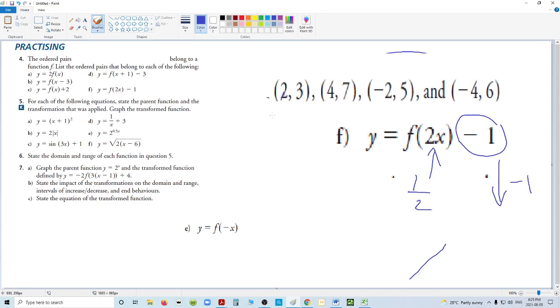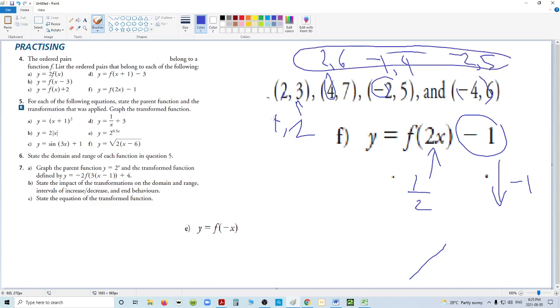So multiplying this by half, I get 1, and subtracting 1 from the 3, I get 2. Multiplying this by a half, I get 2, and subtracting 1 from the 7, I get 6. Multiplying this by a half, I get minus 1, and subtracting 1 from the 5, I get 4. Multiplying this by a half, I get minus 2, and subtracting 1 from the 6, I get 5. These are my new coordinates, and that's the transformations.